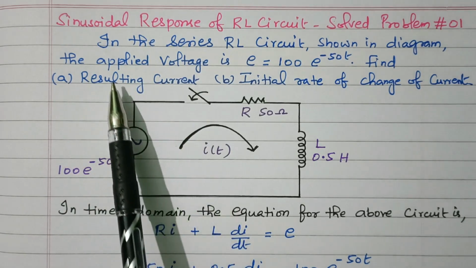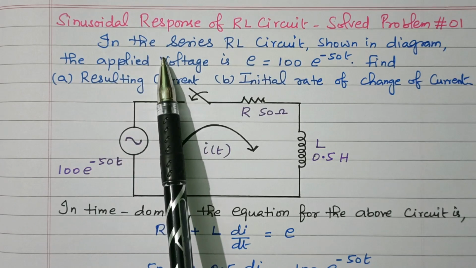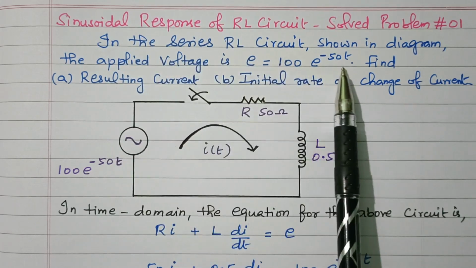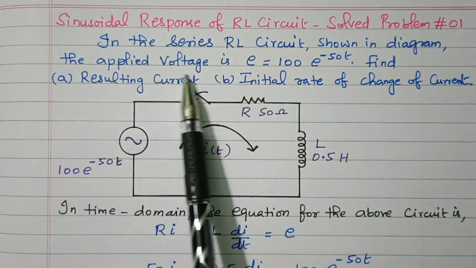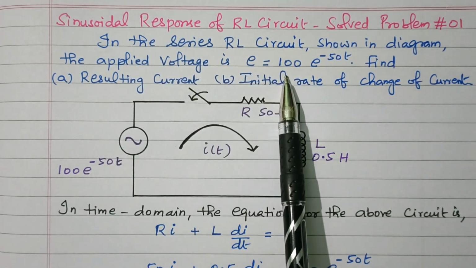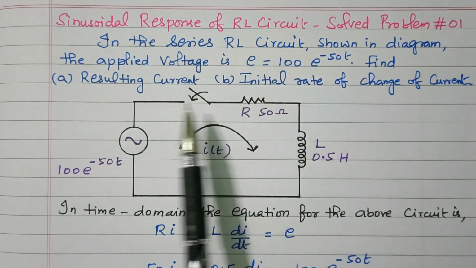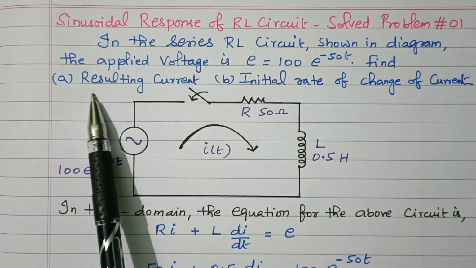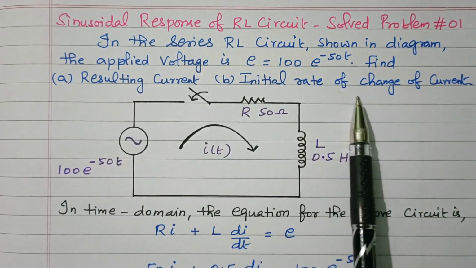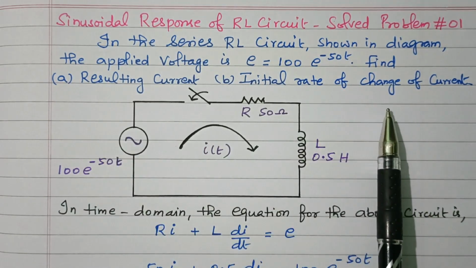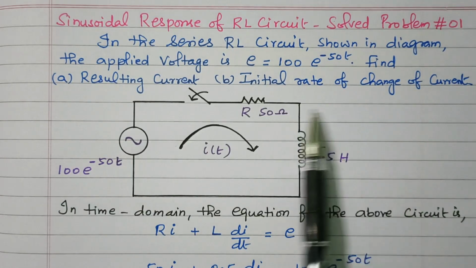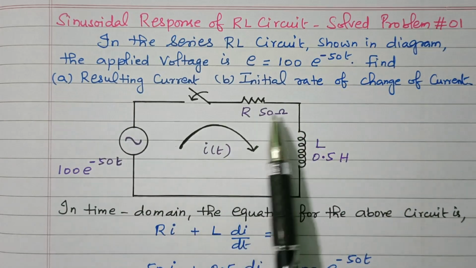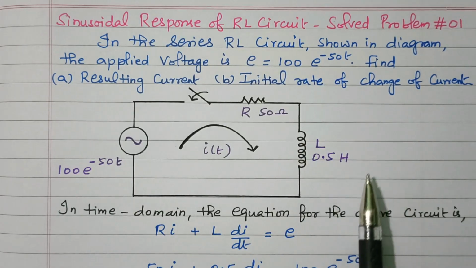Now we'll see the statement of the problem. In the series RL circuit shown in the diagram, the applied voltage is E equal to 100 e power minus 50t. Find the resulting current and the initial rate of change of current. You need to find the two parameters: one is the resulting current, and the other is the initial rate of change of current.